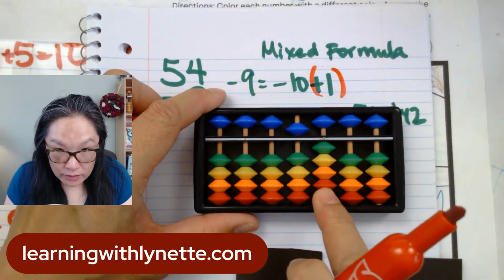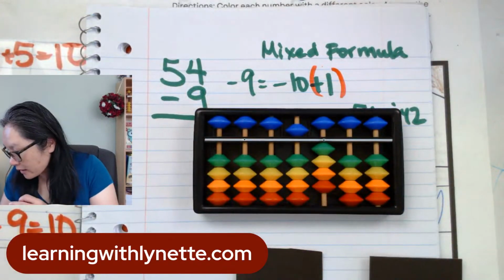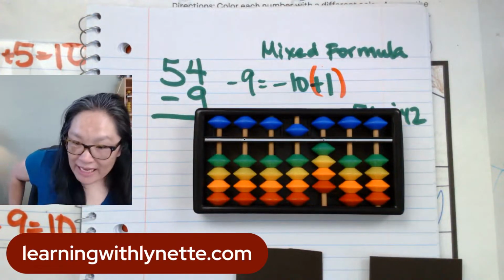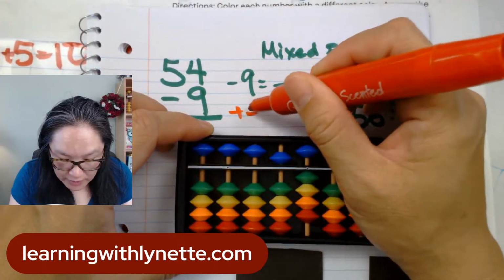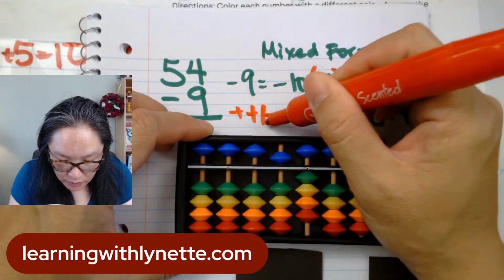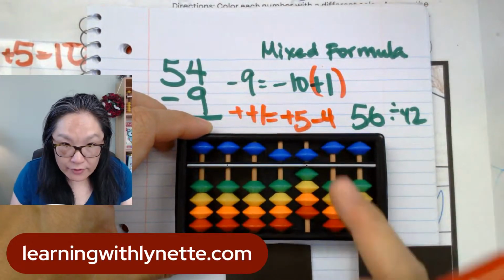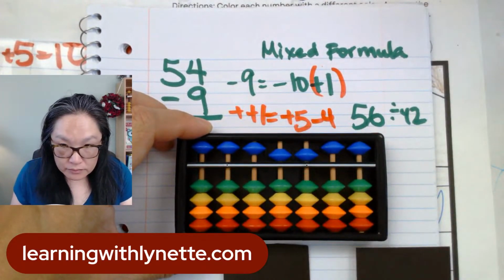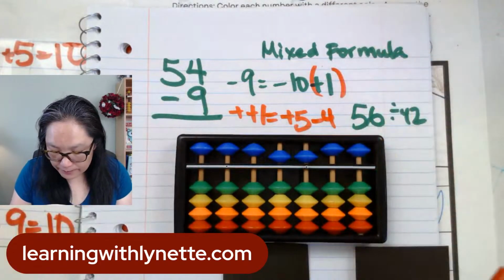How are we going to do that? We don't have enough beads to plus the 1. So we need to go back to our formula. If we can't do it, what do we do? Plus the 1 is equal to plus the 5 minus the 4. So we're done with that.